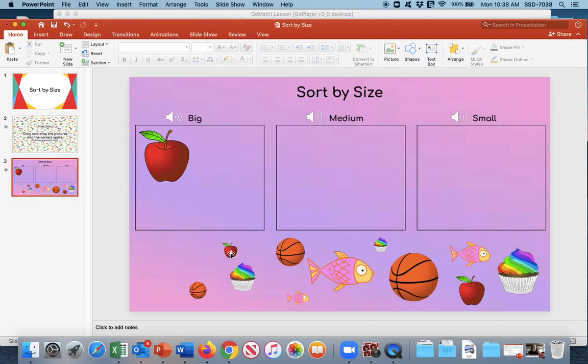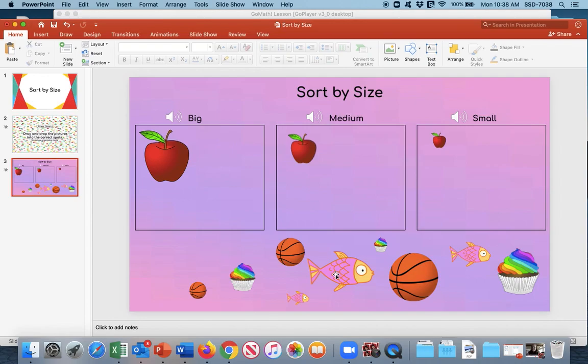Now we're going to take a look at this apple. Does that look small to you or medium to you? If you think it's small, that is correct. We're going to move that over here into the box labeled small. So that would mean that this apple would be medium. So take a look now at these 3 objects. We have big, medium, small. The big and the small are completely opposite. The medium goes right in the middle.